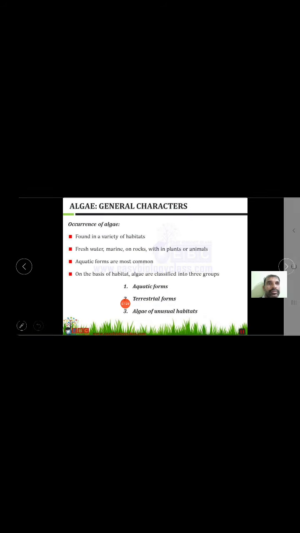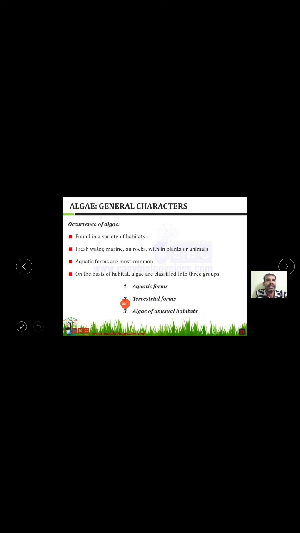Now, the occurrence of algae. Most algae have different types of habitats, growing in water conditions, especially fresh water and marine water, and also on the surface of rocks and on the surface of plants and animals. This is the different types of occurrence of algae, which also grow in soil conditions; that is terrestrial algae. Aquatic forms are the most common in algae.